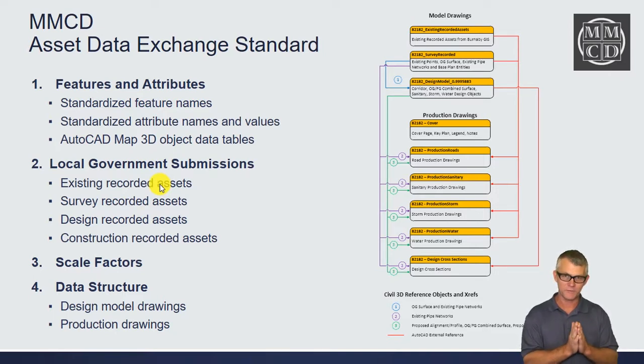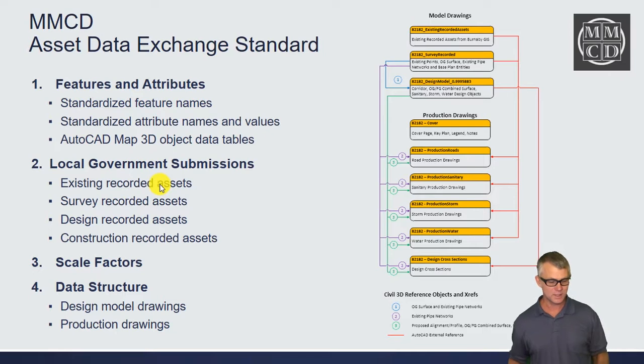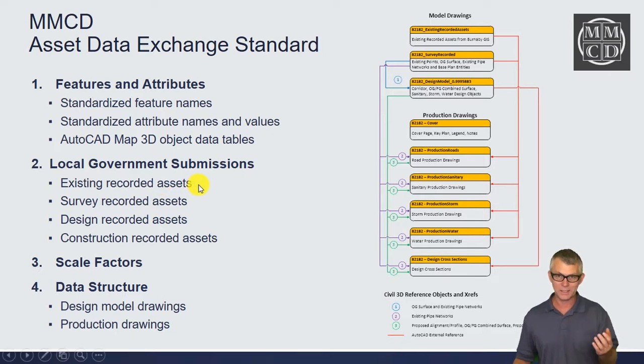So the layer prefix varies, and a drawing is produced that shows all of the existing conditions, so the information that the city has on all of their assets in the project area. All of those assets, the pipes and the structures, will have a Map 3D object data table that contains all of the attributes as per the Asset Data Exchange Standard. So the asset attributes that you're actually tracking. And one of those attributes is the life cycle status. The existing recorded assets drawing is provided to the designer.